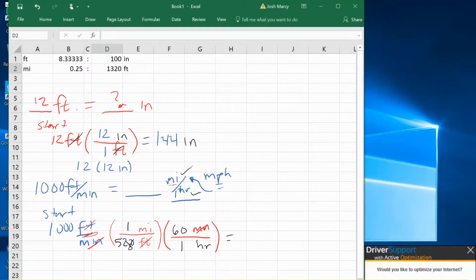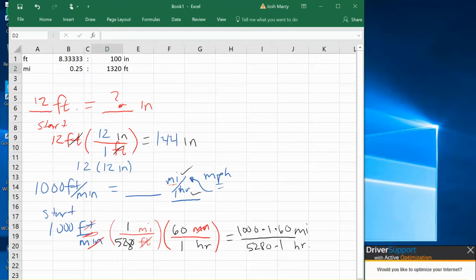So once everything cancels, I'm left with 1,000 multiplied by 1 over 5,280, 1 mile over 5,280 feet. So times by 1 doesn't really do anything. I'm going to write it because it's there. But I also have 60 in the numerator. In the denominator, I have 5,280. And then just a 1. Now what units are left is miles an hour in the denominator.